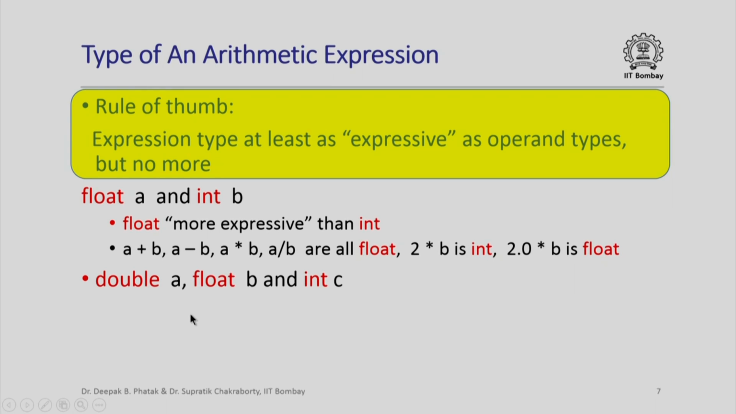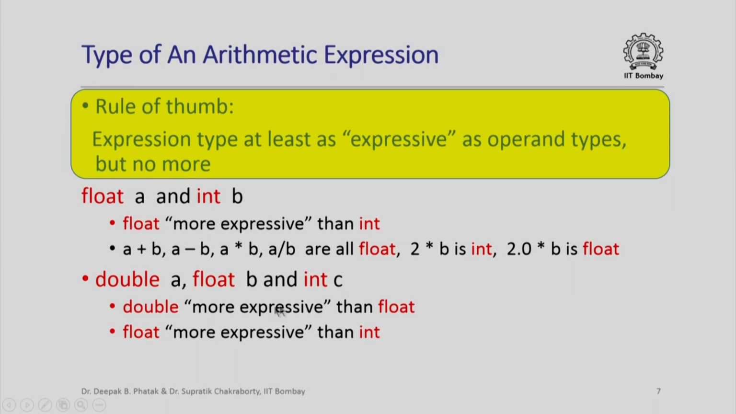Here is another example. If I have a which is double, b which is float and c which is int, then double can be thought of as more expressive than float. Double can represent all that float can and perhaps something more. Float is similarly more expressive than int. So if I write this expression which involves all of a, b and c, then the type of this expression is going to be double, at least as expressive as the types of each of the operands and no more.